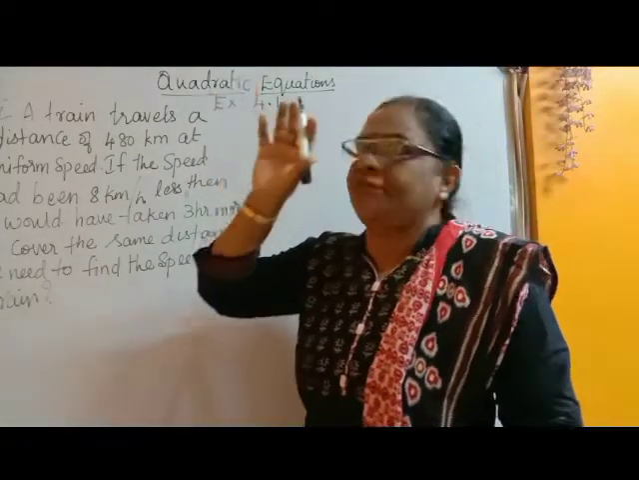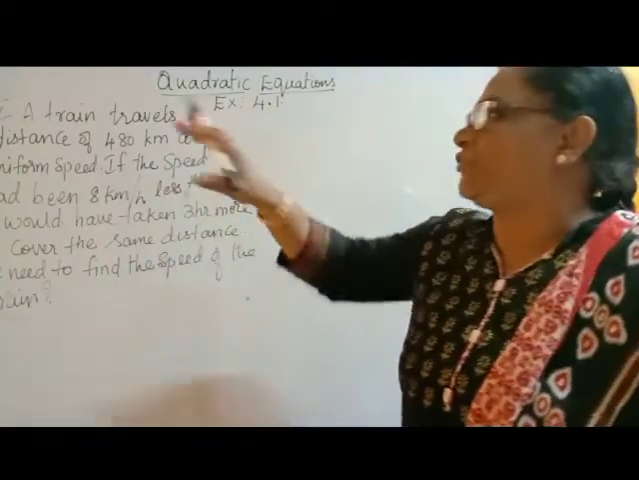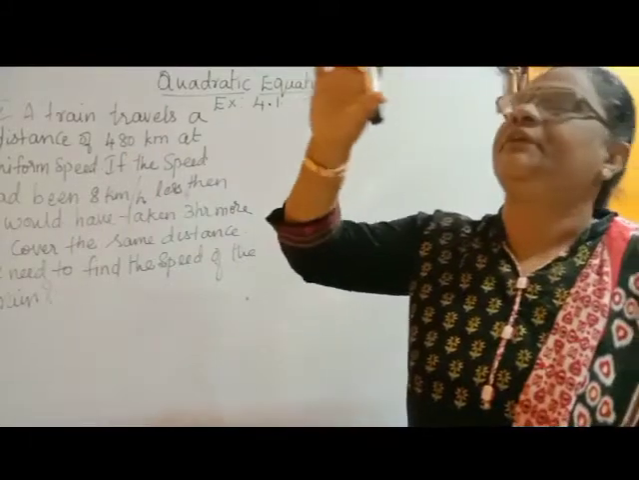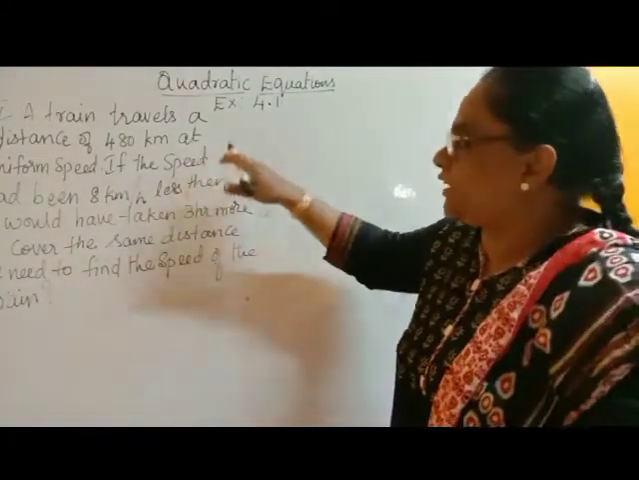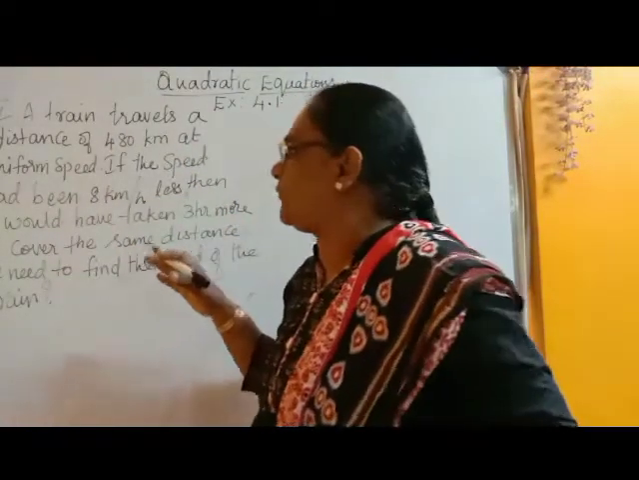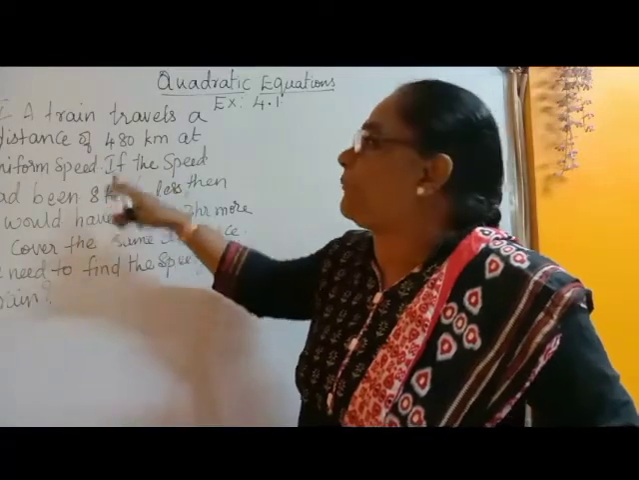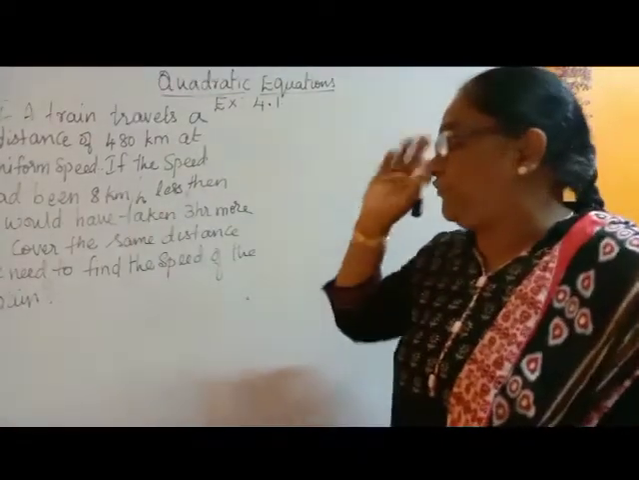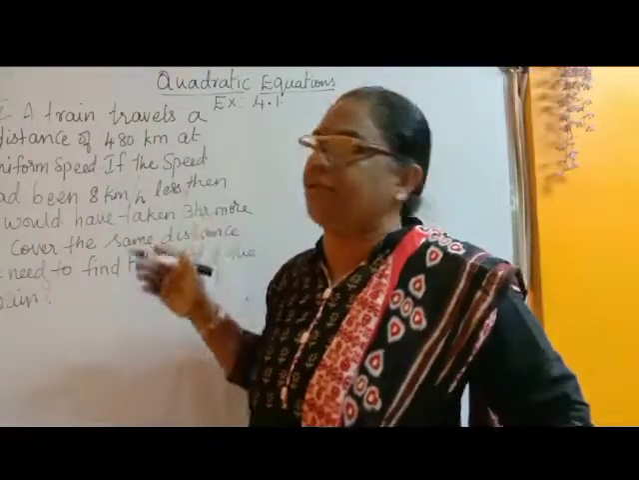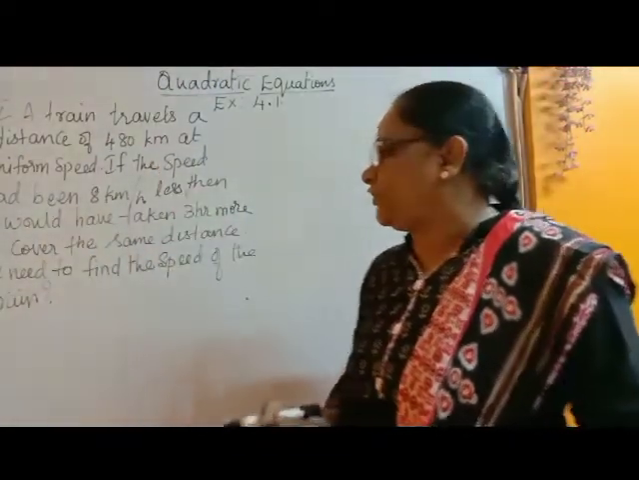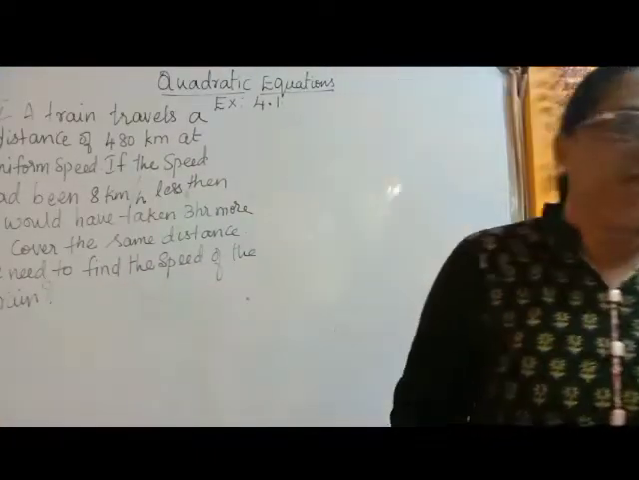Suppose with a uniform speed, it is taking some time. We don't know the time. It has to cover 480 kilometers with some time. The time is not given. Suppose the same train travels at 8 kilometers less speed when compared to the previous speed. If it travels 8 kilometers less, then the train will take more time, that is 3 hours more than the original time. If that is the case, you have to find the speed of the train.